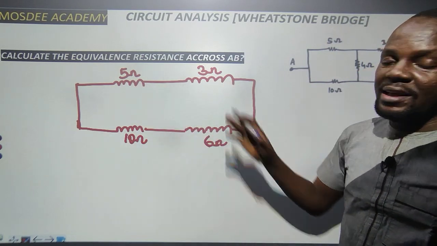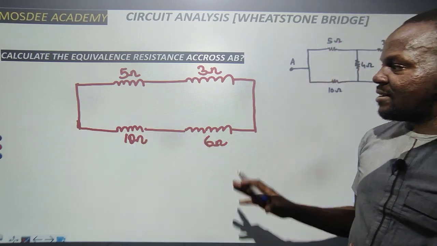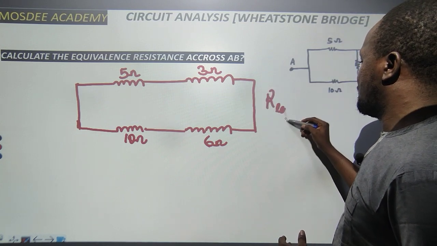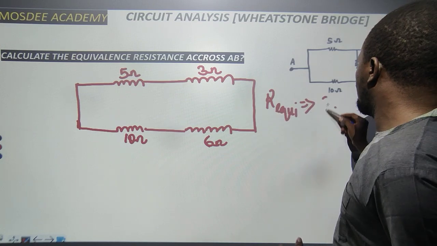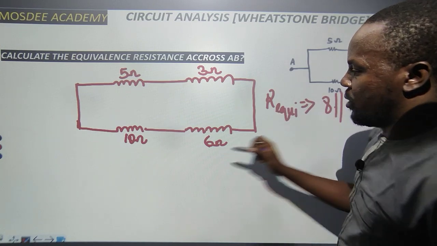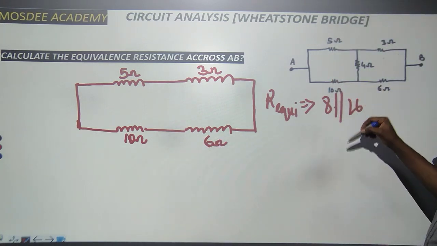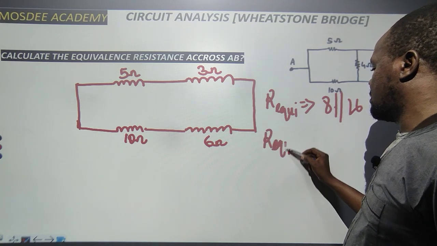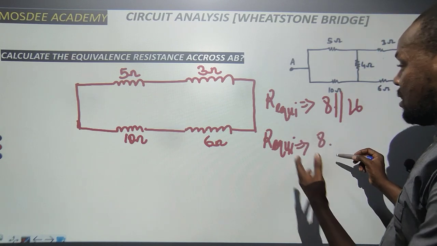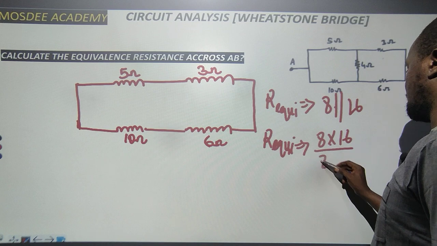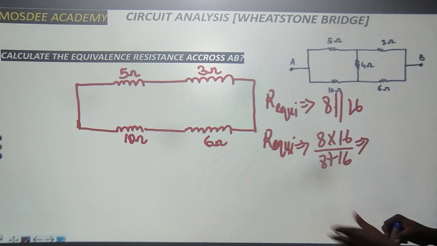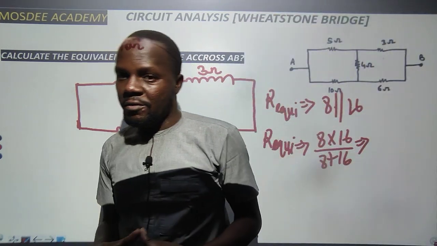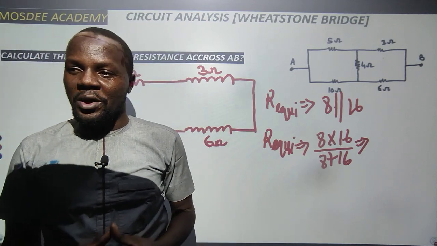We all know that 5 and 3 are in series, then 10 and 6 are in series, then these two are connected in parallel to each other. So therefore we can say the equivalent resistance will now be 5 plus 3, 8, that is connected in parallel with 10 plus 6, which is 16. I hope you guys know the interpretation of double slash, it means parallel. So equivalent resistance is now equal to 8 parallel 16, that is 8 times 16 over 8 plus 16. Or if you are not used to this, you can use your normal method: 5 plus 3 is 8, 10 plus 6 is 16, so 1 over R equivalent is 1 over R1 plus 1 over R2.